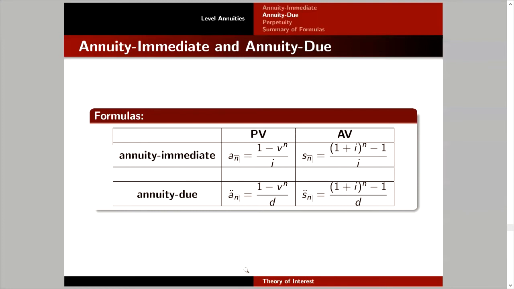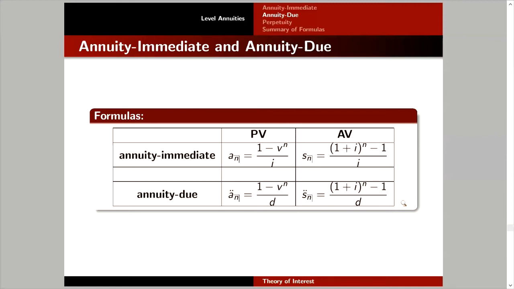Medyo magkamukha, no? What is the only difference? Their denominators, right? Kasi sa present value, pareho ang numerator, 1 minus v to the n. Pati dito sa accumulated value, same numerator, 1 plus i raised to n minus 1, dito din. For the annuity due, 1 plus i raised to n minus 1.